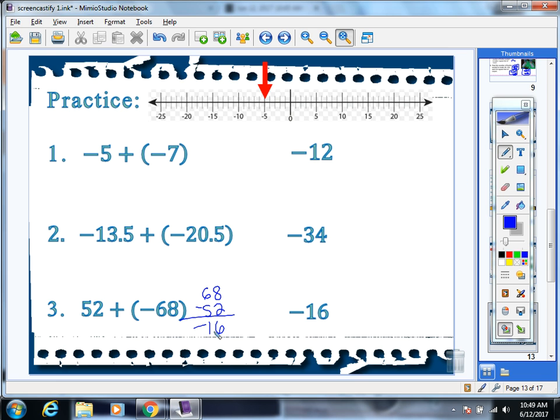I don't worry about the negative until the very end. And visualize this. If you were at positive 52 on the number line, you went left 68, you're way past 0 in the negative land.